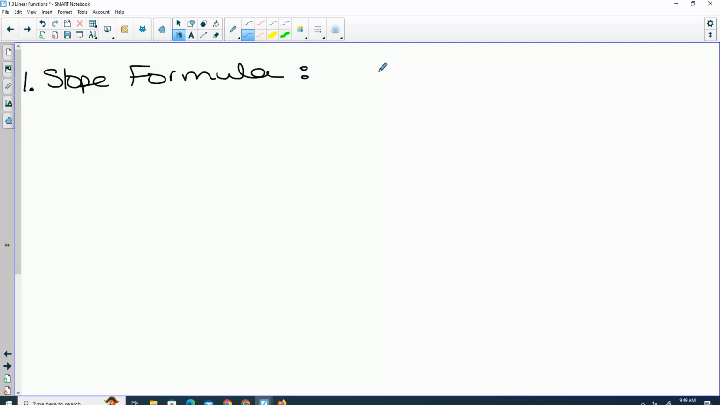So how do we calculate slope? m equals y2 minus y1 over x2 minus x1. You should be writing this down somewhere. I don't care if it's on that piece of paper I gave you or on another paper.